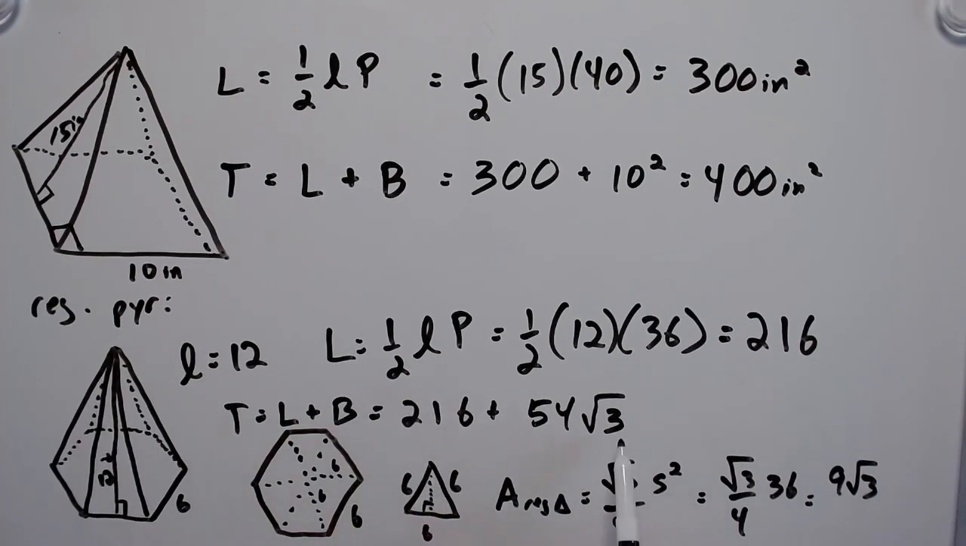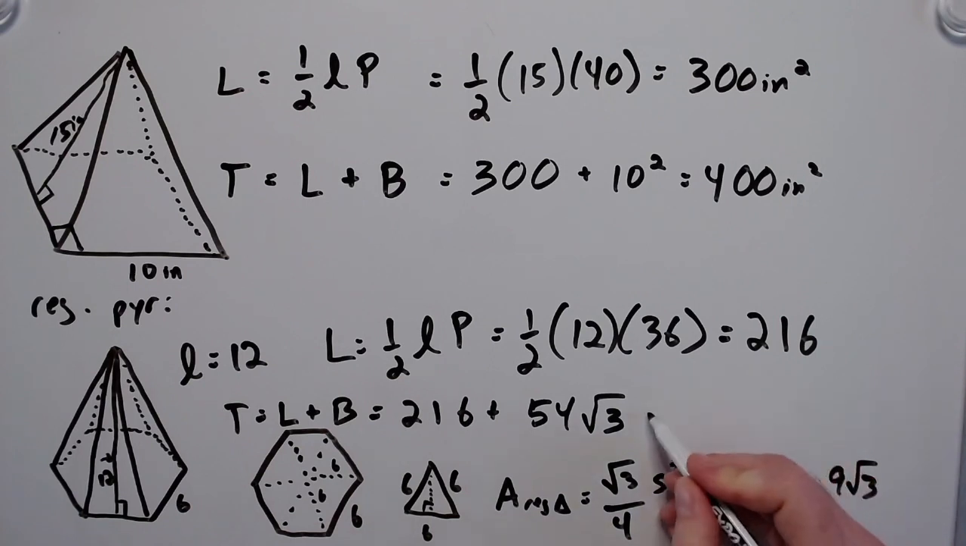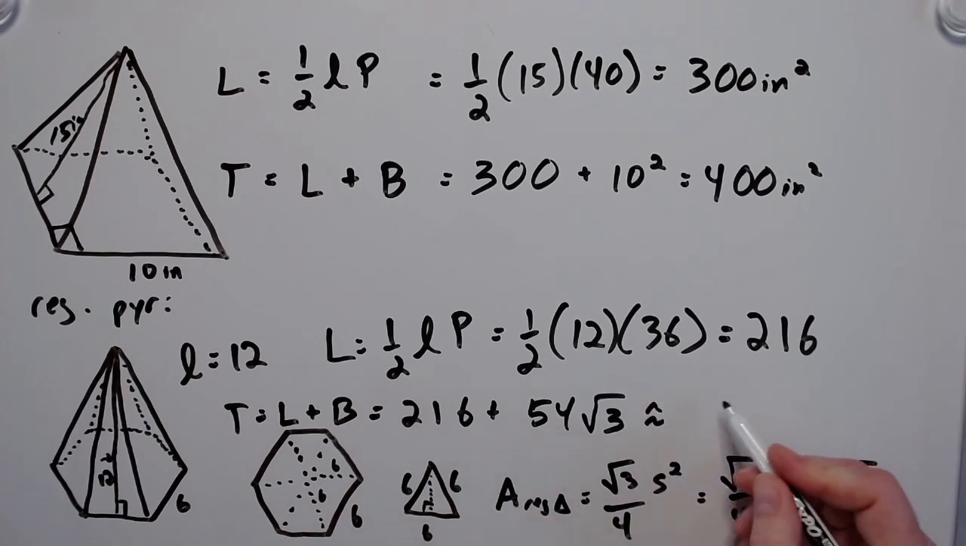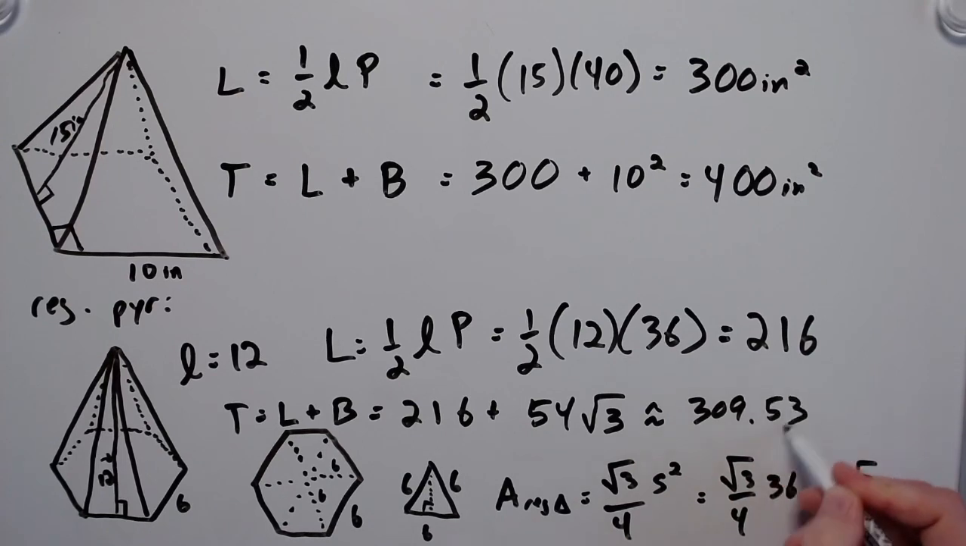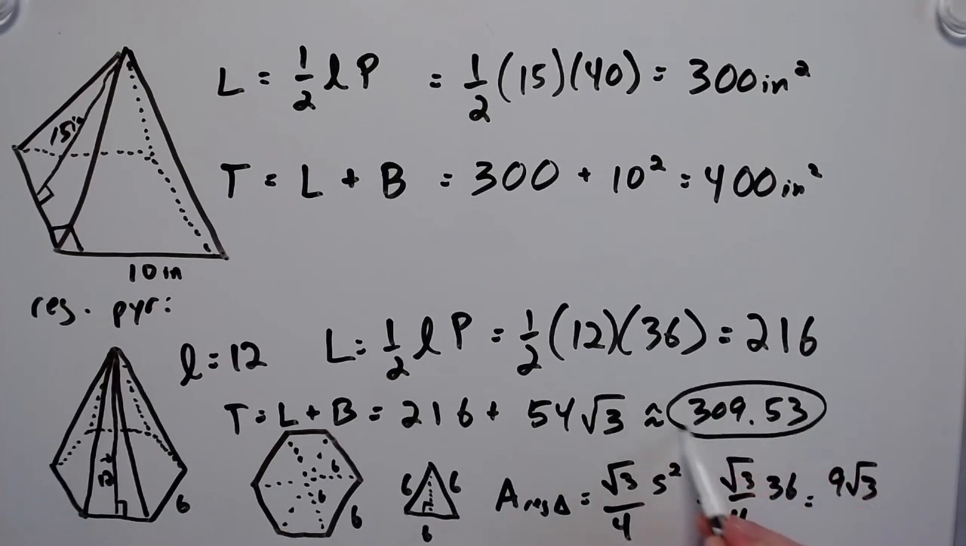Now we can leave it like this because we've got this radical here. But if you wanted to, you could plug this into a calculator. And this is about 309.53. It's approximately 309.53. And that would be the total area of the 6 lateral faces plus the base. So this is the lateral area, the base area, and the total area. All right, let's clean this off and do one more example.